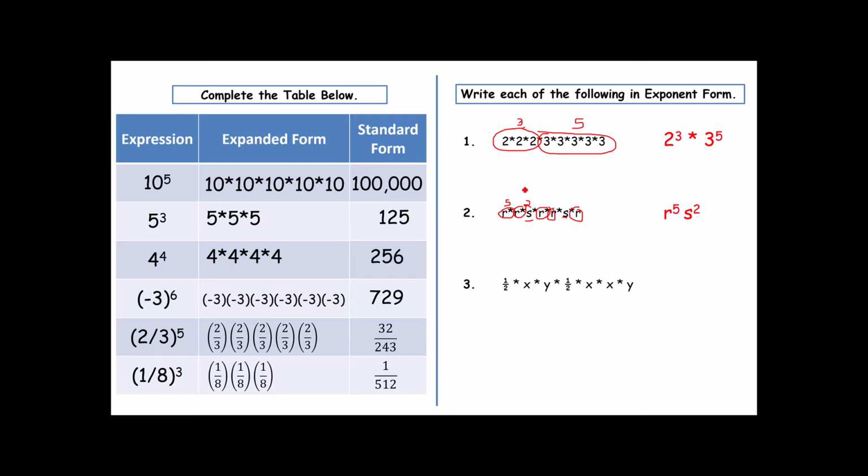If you feel pretty confident, you might want to pause the video, try this one on your own. I'm going to keep going for those that might be wanting to watch. I have 1/2. I have another 1/2. There are 2 of those. I have an X, an X, and an X. There are 3 of those. And I have a Y and a Y. That's 2 of those. I have 2 1/2s. That's 1/2 squared. X to the 3rd, Y to the 2nd.